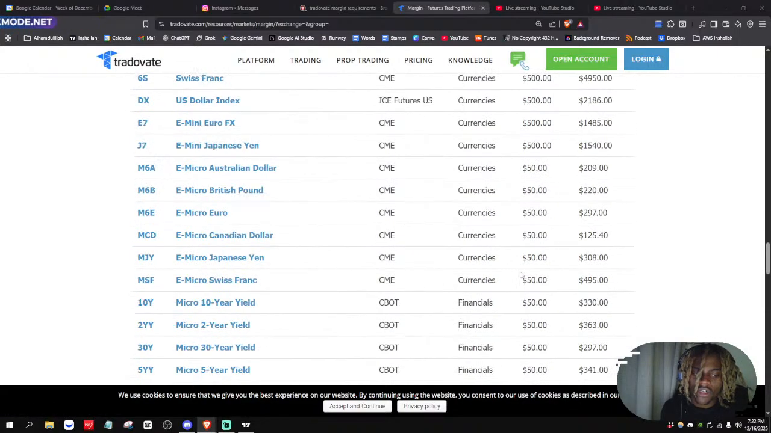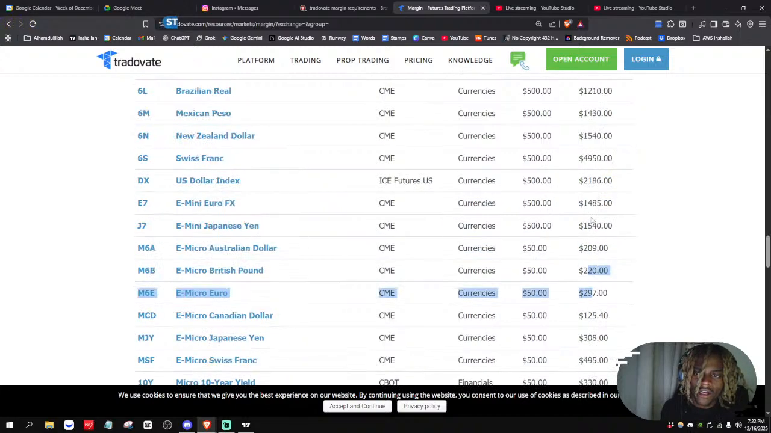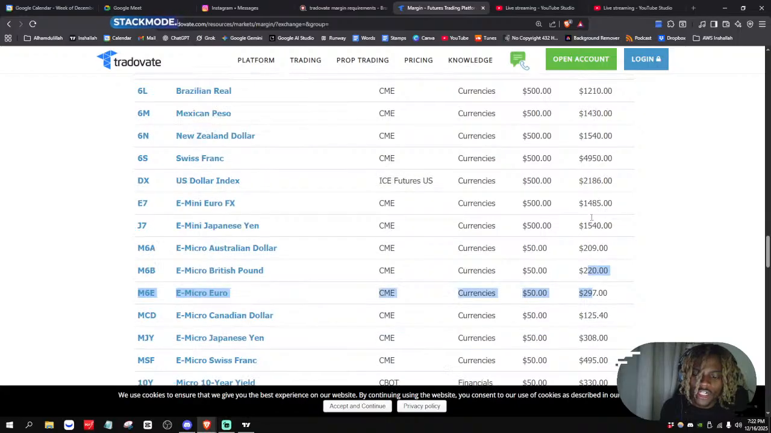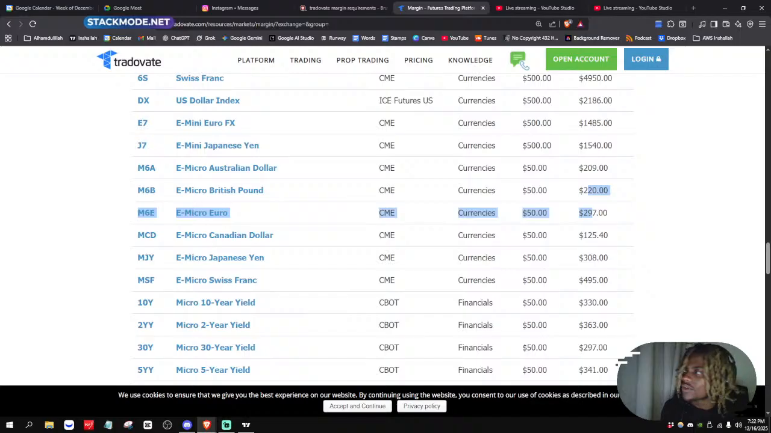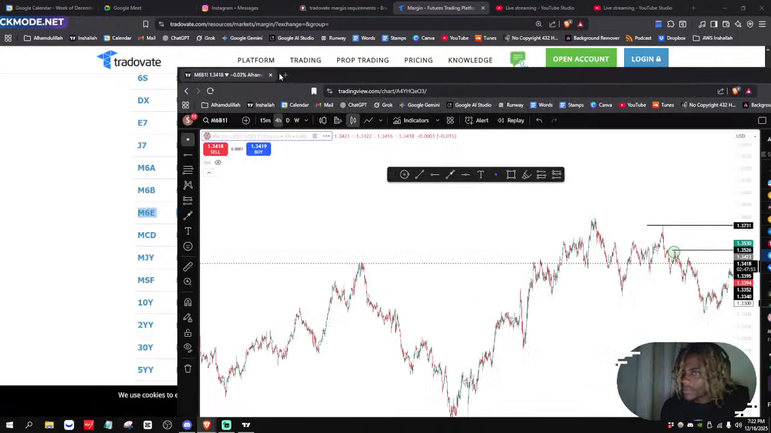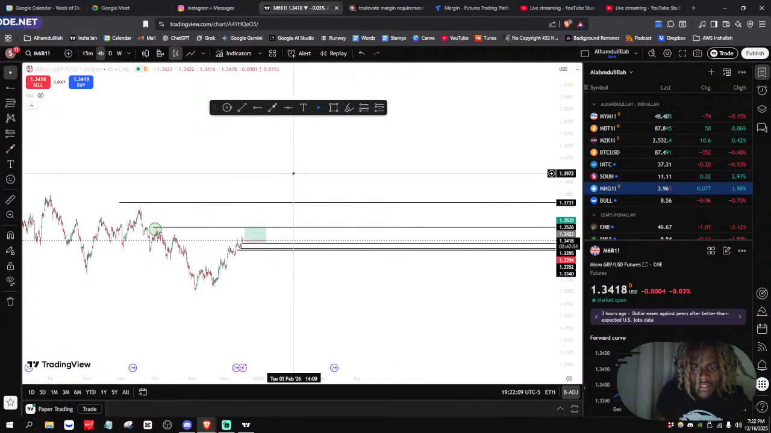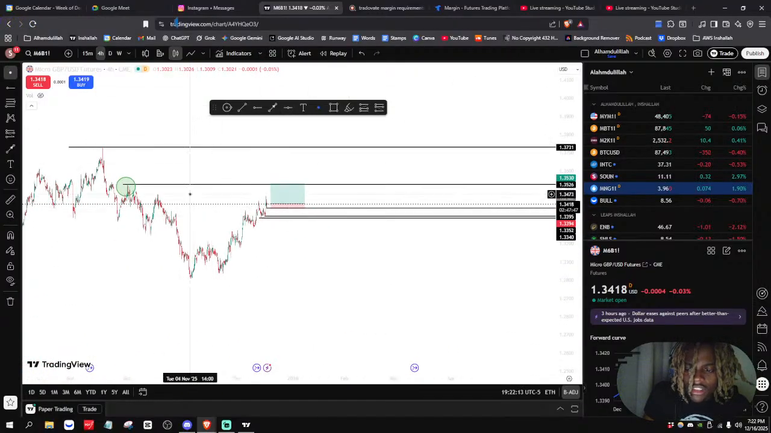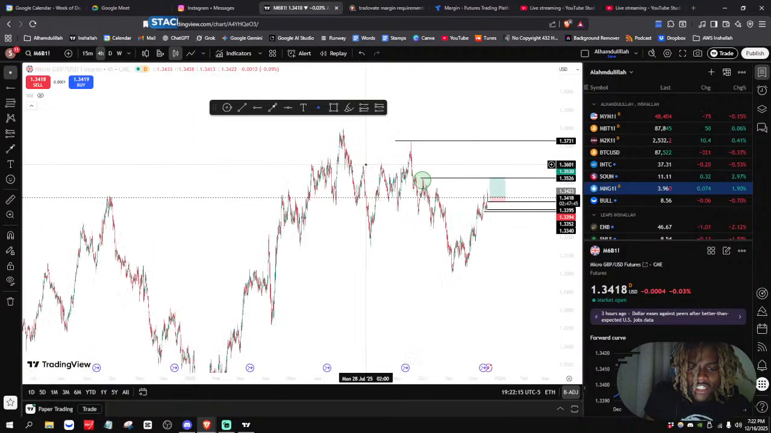And yeah, so for the most part, they do have the currency pairs here too as well, like micro British pound, things like that too. M6B. So gold. Let me see. Pull this up here too. M6B. So before we get into it, here's M6B.